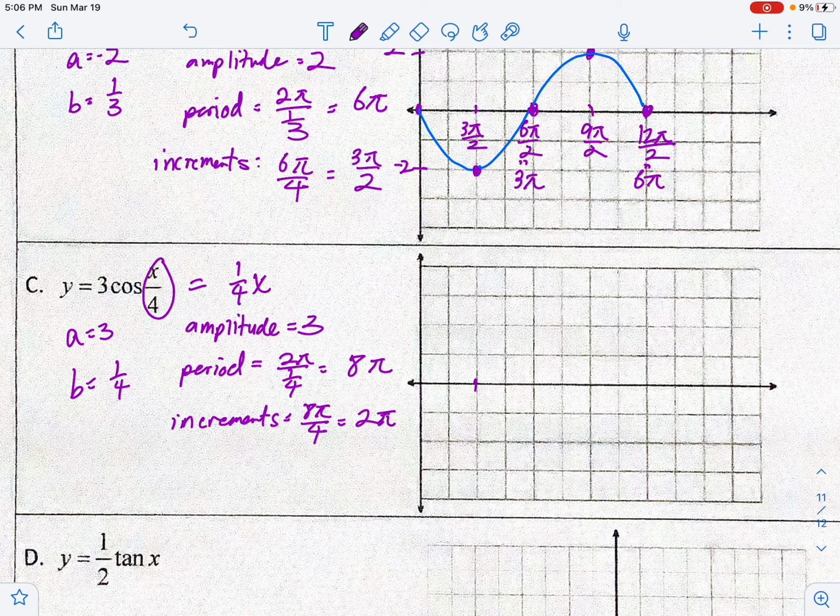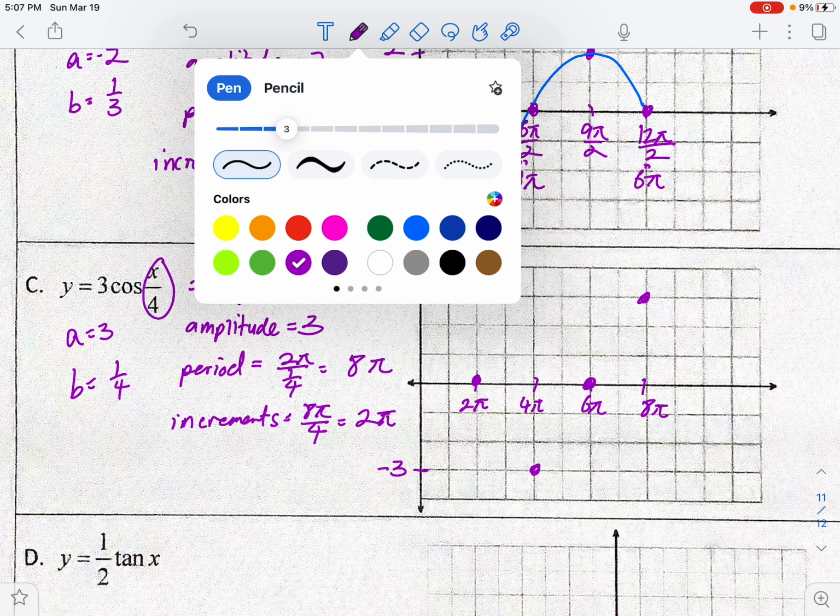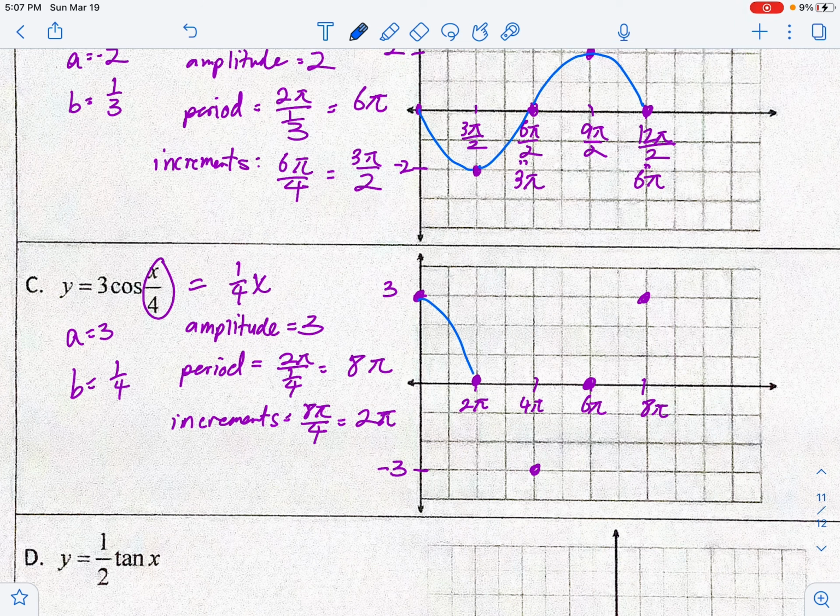Right. Plot my 4 points on my axis, and I'll label my increments. So starting off with 2 pi, then 4 pi, then 6 pi, and then finally 8 pi. Maximum of 3 and a minimum of negative 3 from my amplitude. And we are going to plot cosine. So cosine starts high to middle to low, middle, and high. Connect my 5 points, and I get a cosine curve.